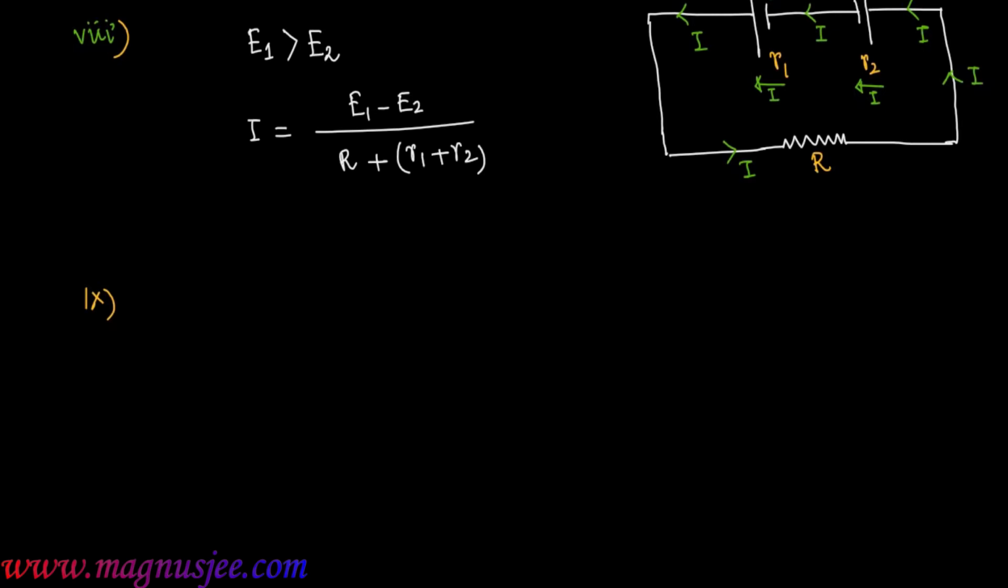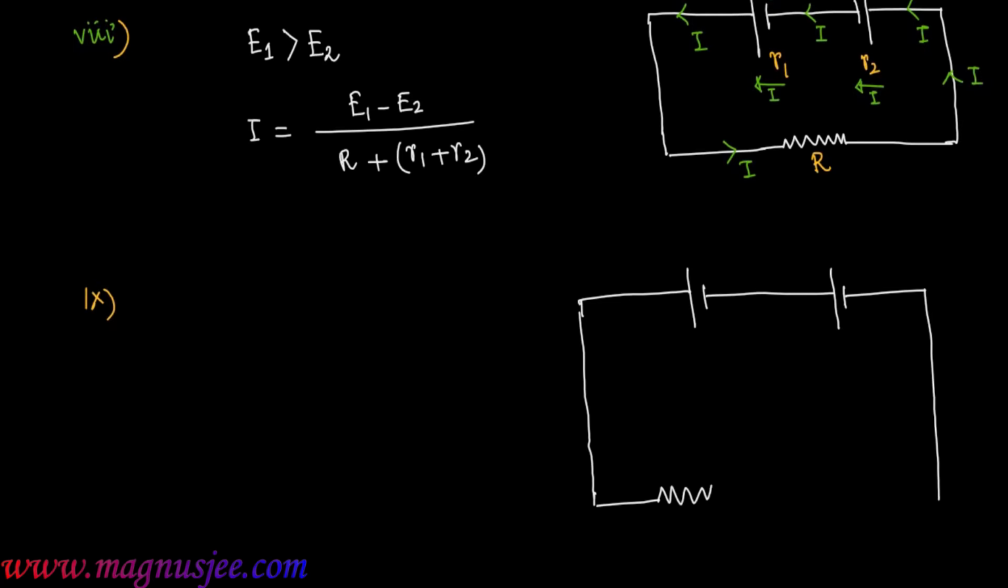Number 9 concept will be what? This is the circuit diagram. Two cells are connected in the same manner. That means negative terminal of a cell is connected to the positive terminal of the other cell, and this series combination of two cells is connected to a mixed combination of resistors. This is the mixed combination of resistors.